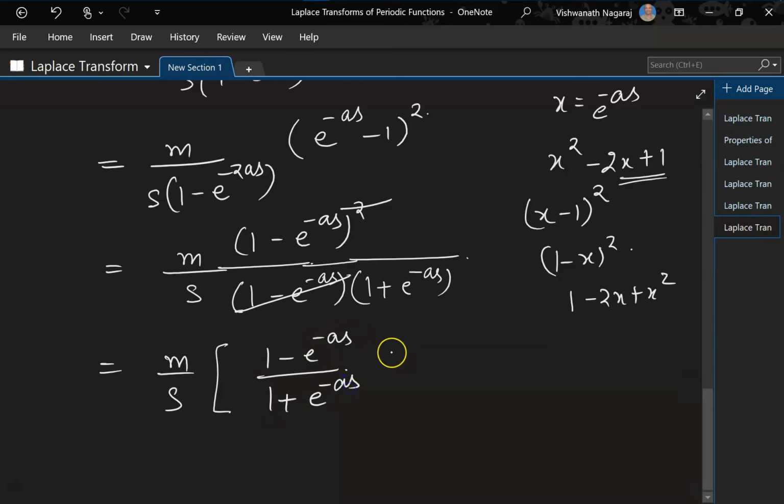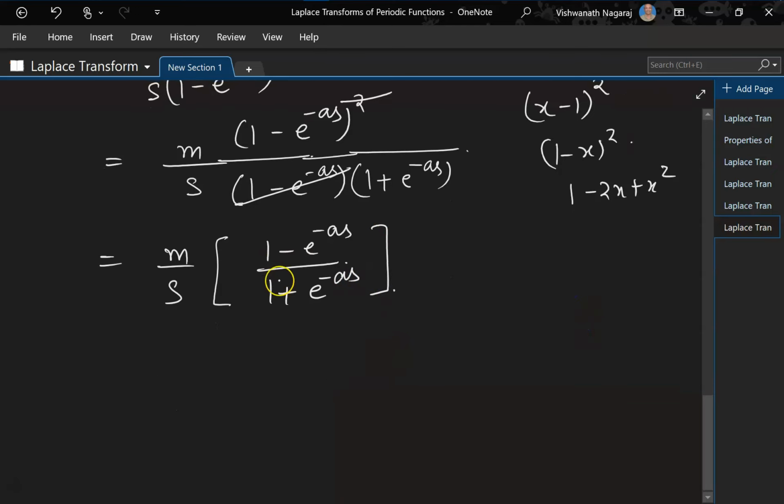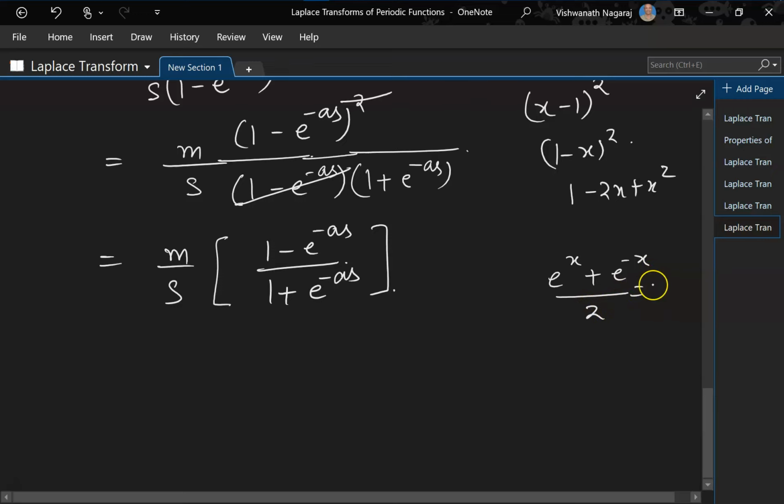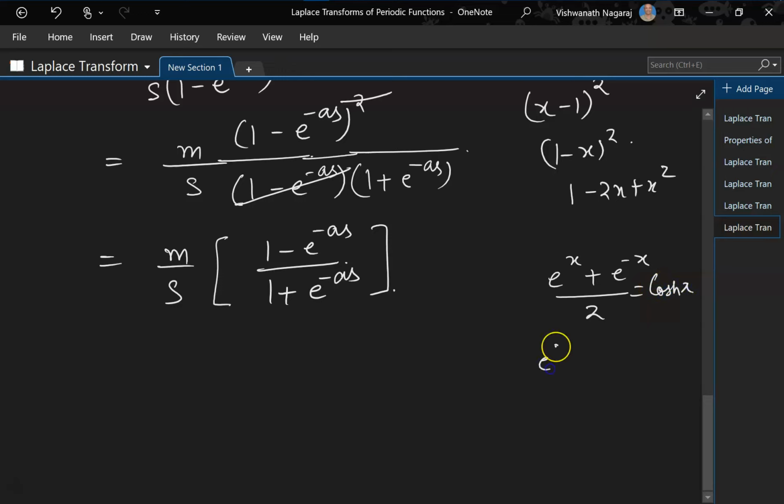Now, if you look at this, can you think of some way by which we can convert it? If you remember e to the power of x plus e to the power of minus x by 2, what is this? This is equal to cos x. Yes, similarly, e to the power of x minus e to the power of minus x by 2 is equal to hyperbolic sine x. So we need to bring it to that form.